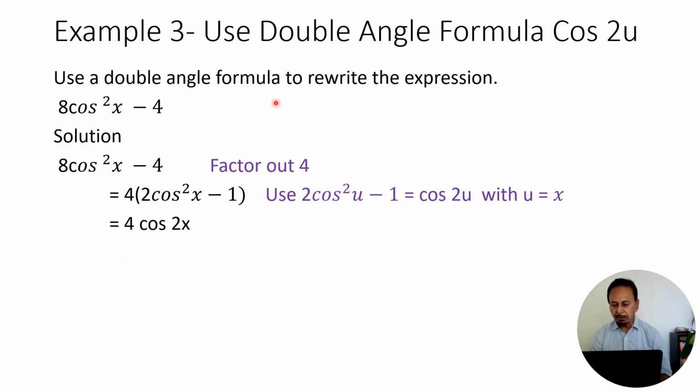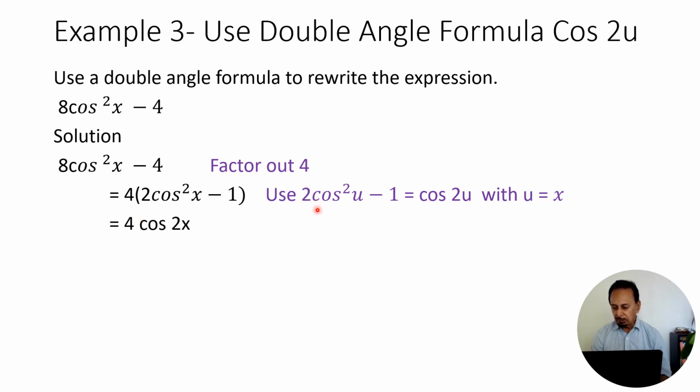Example 3, now we're going to use the double angle formula for cosine 2u. Use the double angle formula to rewrite the expression 8 cosine squared x minus 4. So let's start with 8 cosine squared x minus 4. Let's factor out 4. So you will have 4 times 2 cosine squared x minus 1.